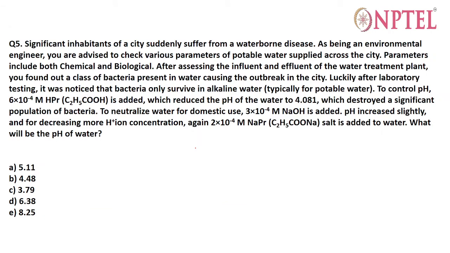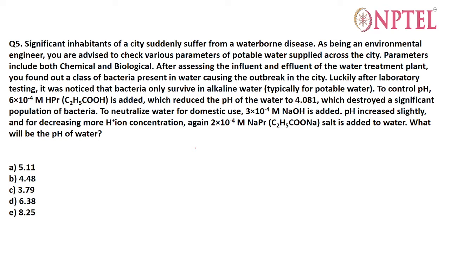So a significant number of inhabitants in a city suddenly suffer from a waterborne disease. As an environmental engineer, you are advised to check various parameters of potable water supplied across the city. Parameters include both chemical and biological. After assessing the influent and effluent of the water treatment plant, we found a class of bacteria present in the water causing the outbreak in the city. Luckily, after laboratory testing, it was noticed that bacteria only survive in alkaline water.